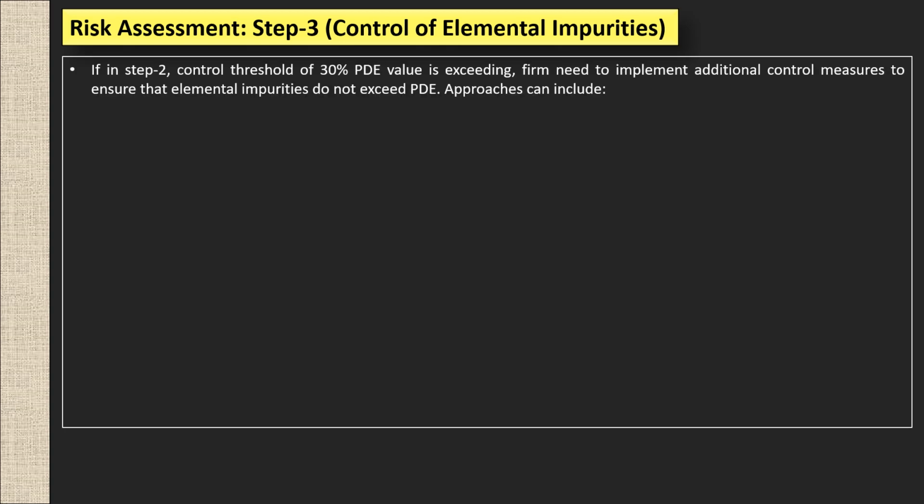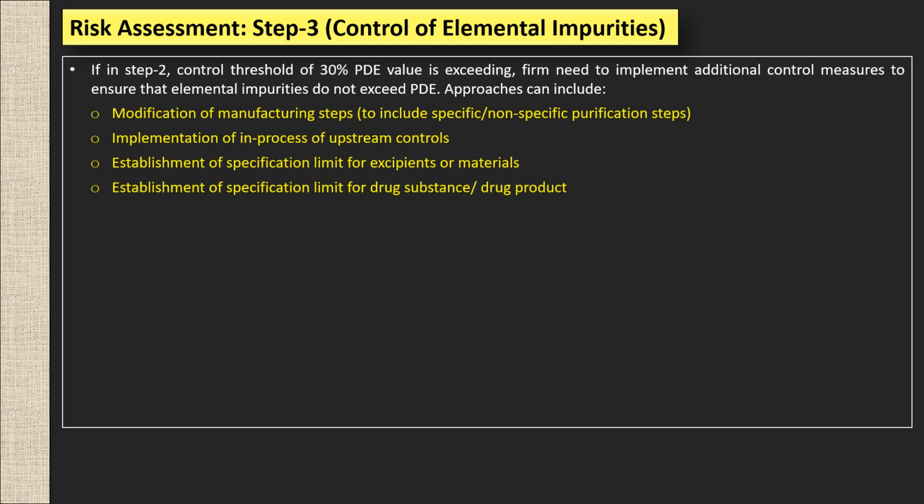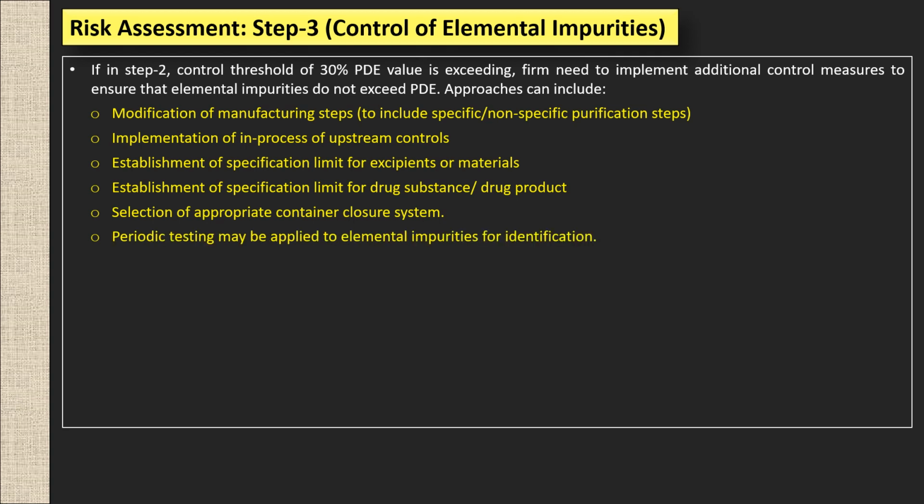So how are we going to control? If in step 2 the control threshold of 30% PDE value is exceeded, the firm needs to implement additional control measures, which can include modification of the manufacturing step to include specific or non-specific purification process, implementation of in-process or upstream controls, establishment of specification limits for excipients or materials, establishment of specification limits for drug substance or drug product, selection of appropriate container closure system.